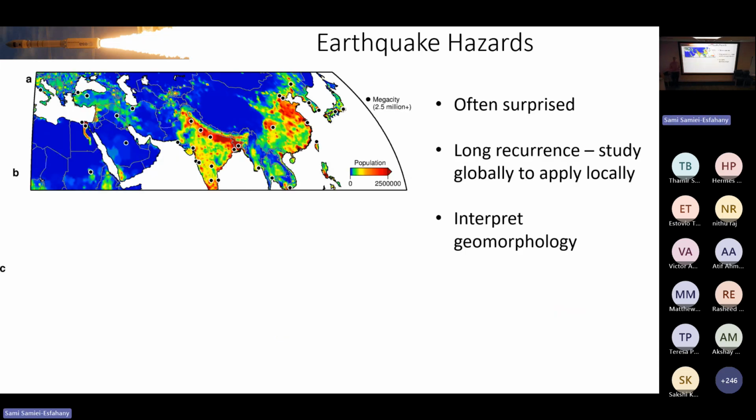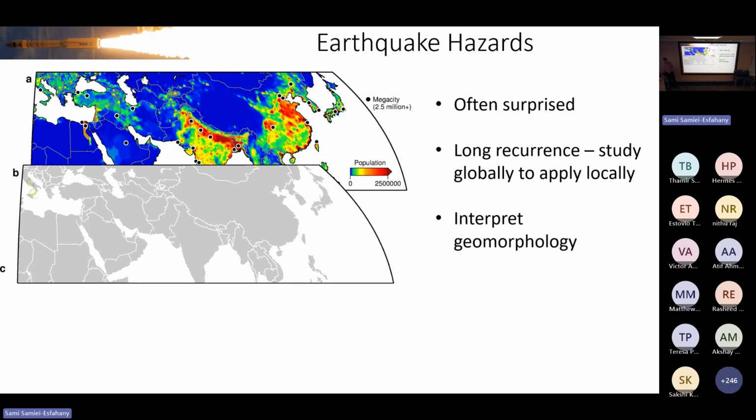Now, the reason it's been quite difficult to tackle it as a hazard is that we're often surprised by where these earthquakes are. If we look at where cities are and where people live, there's a long recurrence between earthquakes. It's not on a human lifetime, it's much longer than that. So we're surprised exactly where they are. We need to apply our knowledge globally, studying different earthquakes, different places, and applying some of that, the physics of what happens, to the local context. We can do this by interpreting the geomorphology as well.